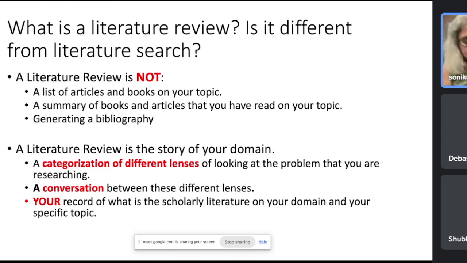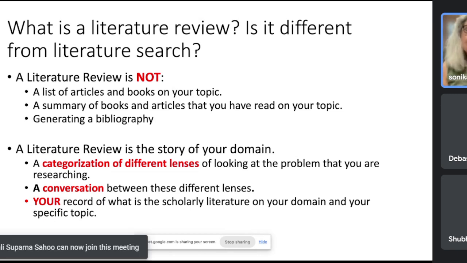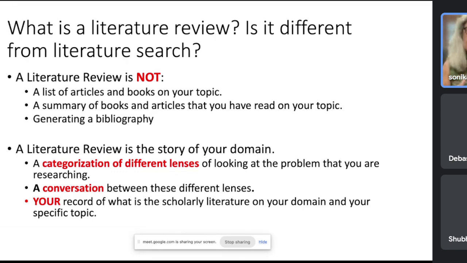Then I have to look at everybody who's written on Indian foreign policy and human rights and see what their major arguments are. And then see how these arguments are talking to each other? How are they related to each other? So basically, your literature review is your record, the way you have recorded what the scholarly literature on your domain and your specific topic is.